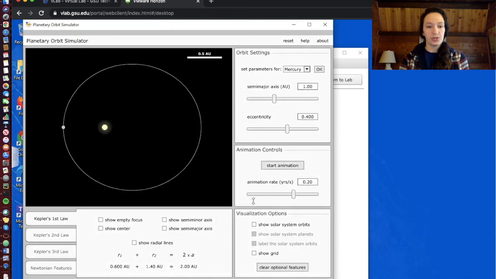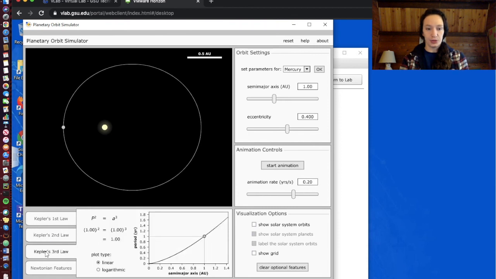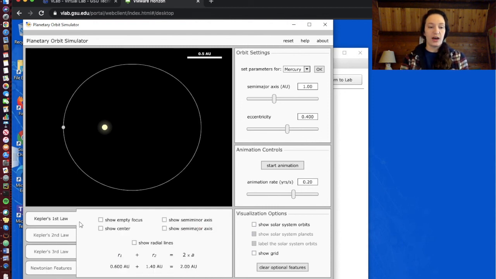So this is what your simulator should look like. You should have an image of what your orbit looks like in the upper left-hand corner. Then below that, you have 4 tabs. You have Kepler's first law, Kepler's second law, and Kepler's third law. And then Newtonian features. We're not going to worry about Newtonian features. Make sure you have Kepler's first law, that tab, selected.